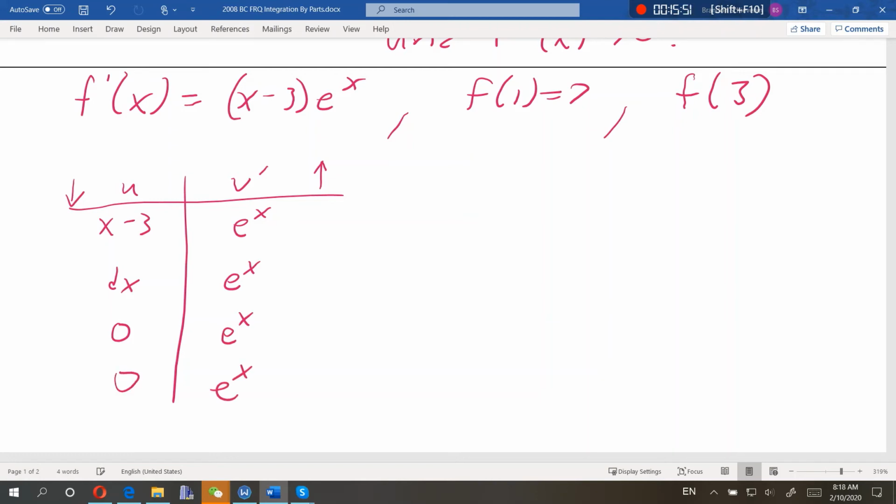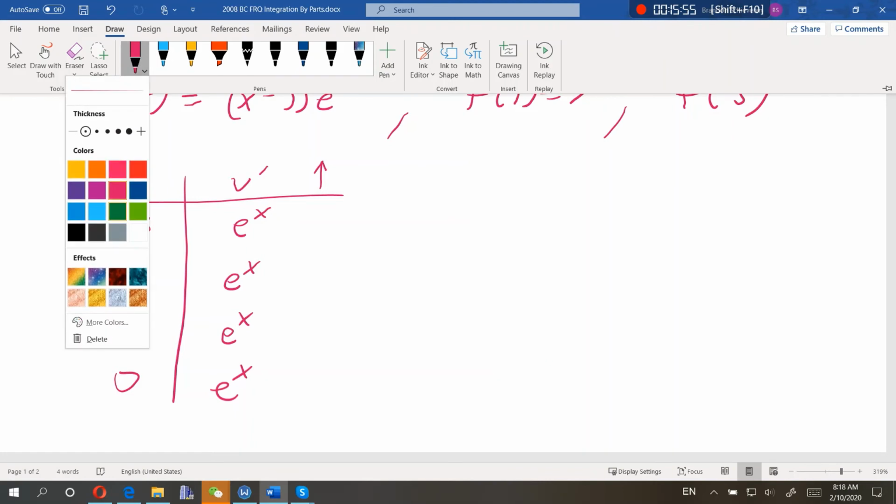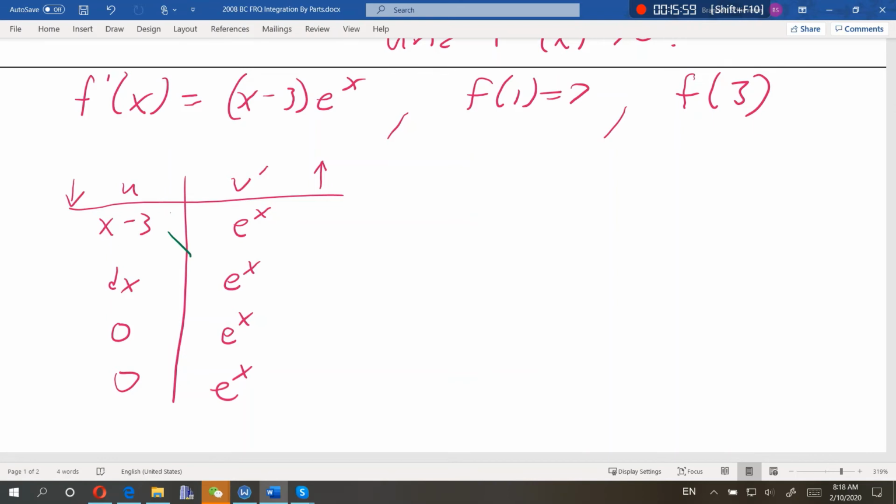So then I'm going to match these. These two terms will go together and these two terms will go together. And we always start positive and alternate signs. So what should our final answer be for the integral?